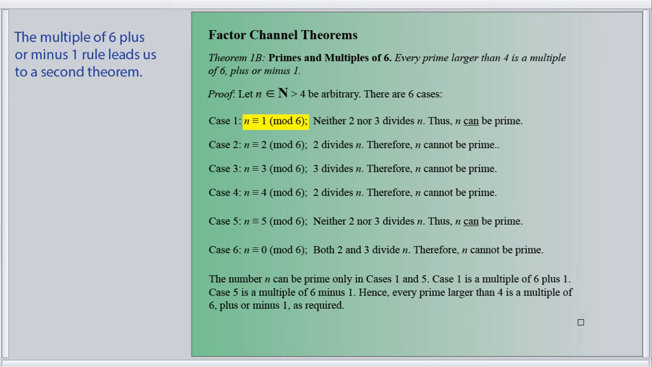The multiple of 6 plus or minus 1 rule leads us to a second theorem. This theorem too is a stunner and has great implications for understanding the twin primes.